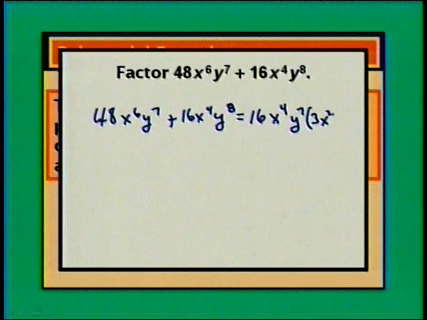Plus, what do I need to multiply 16x to the 4th, y to the 7th by to get back 16x to the 4th, y to the 8th? Where I already have my factors of 16 and x to the 4th, all I'm missing is 1 factor of y, so I need to multiply by y. And remember, factoring is something that you definitely want to check.